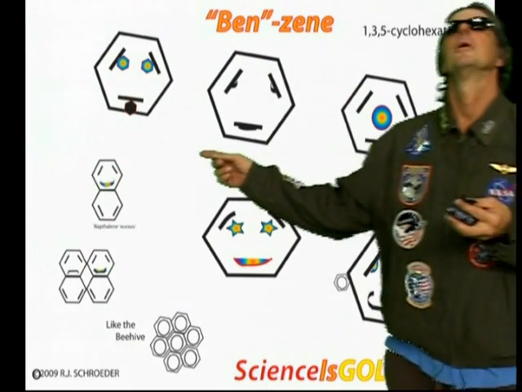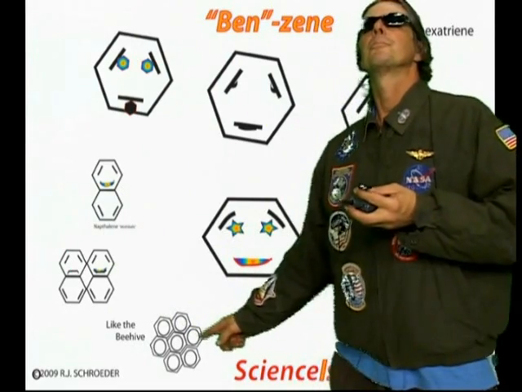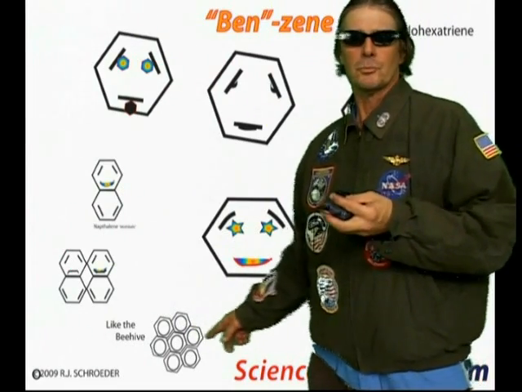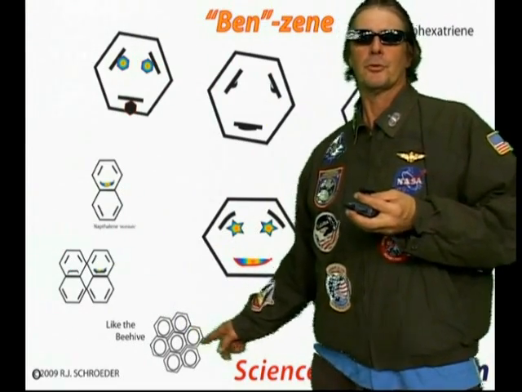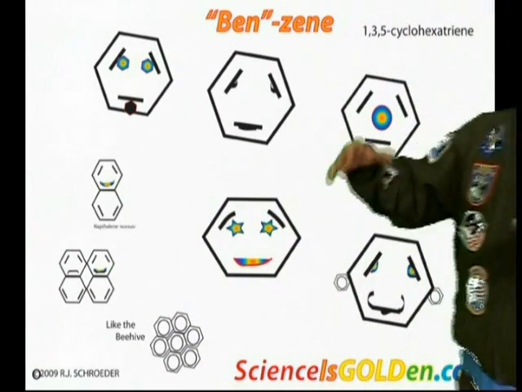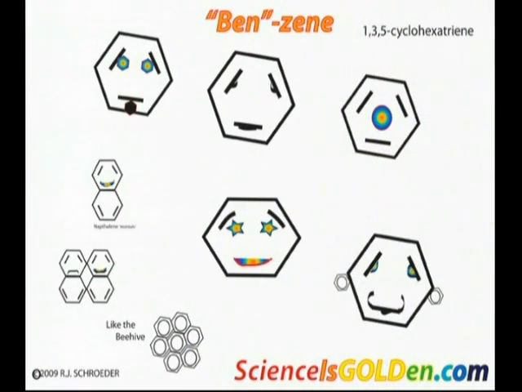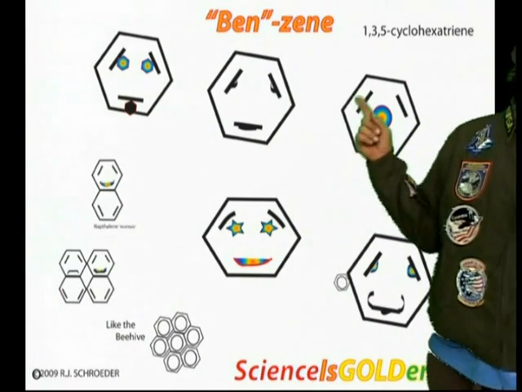As you see down here, you'll see honeycomb situations where the rings get together and form bigger and bigger ones. But for our case, benzene is just 1 ring.